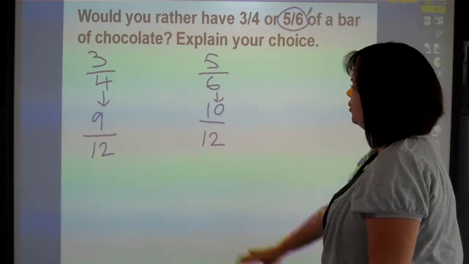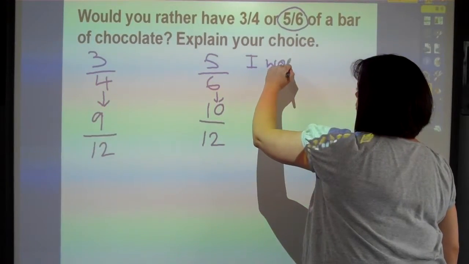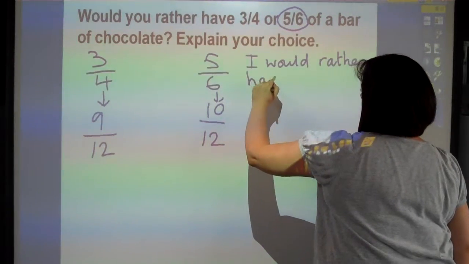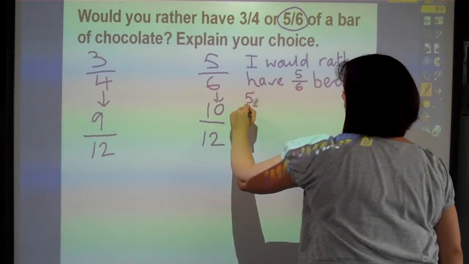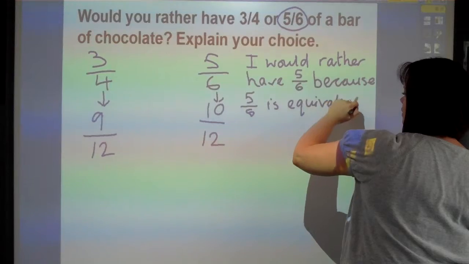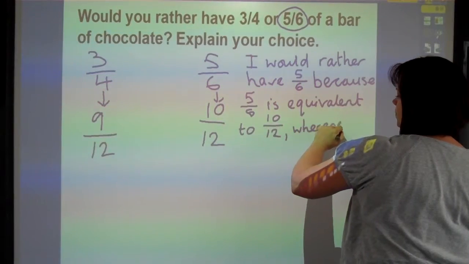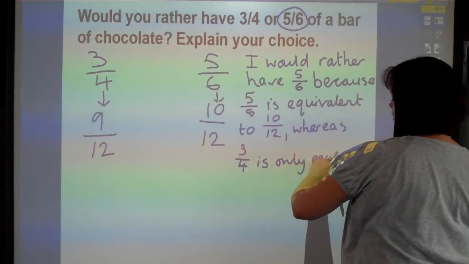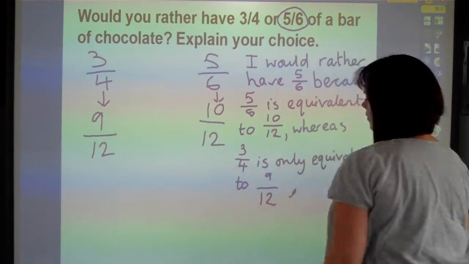If this was a SATs question, you would do that working out, and then your answer would be: I would rather have, that's what the question says, I would rather have 5/6 because 5/6, oh, that's a 6, is equivalent to 10/12, whereas 3/4 is only equivalent to 9/12. Okay, so it's less.